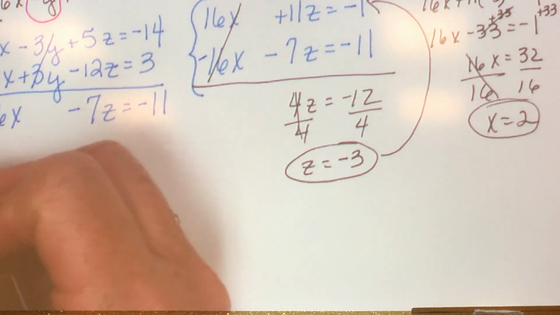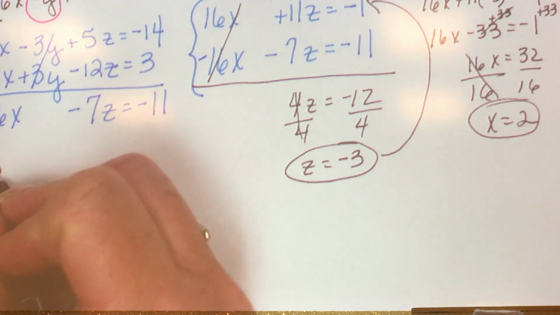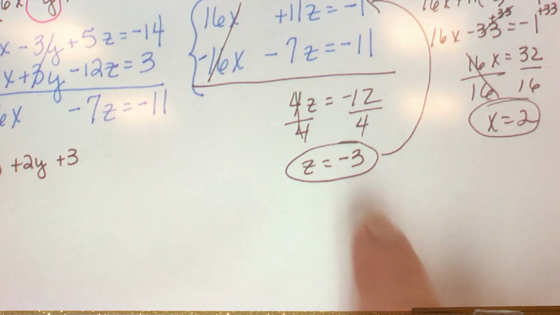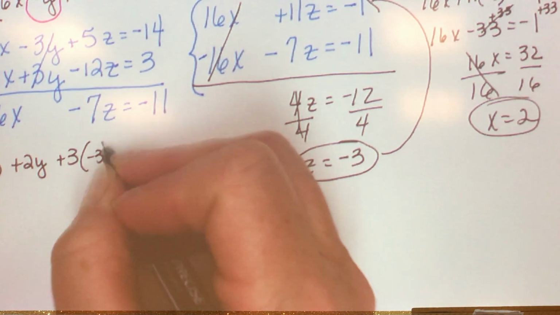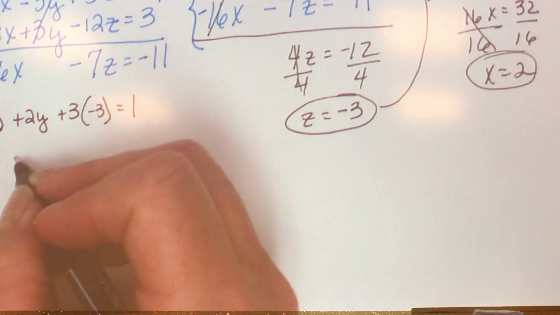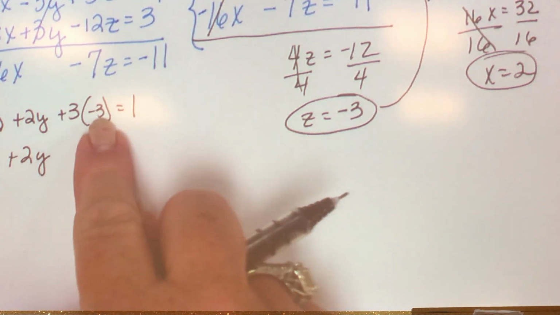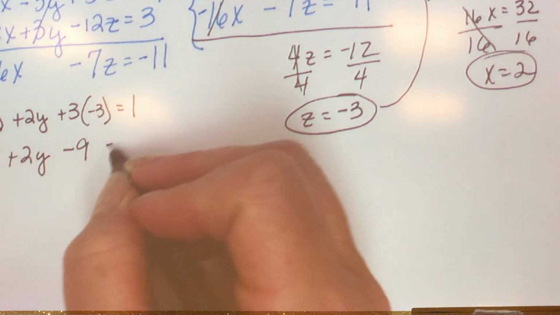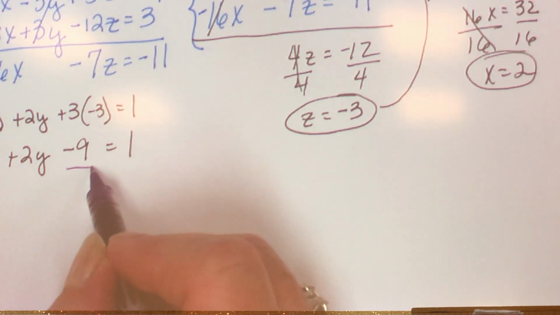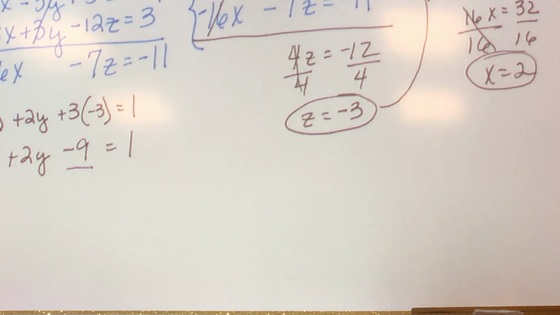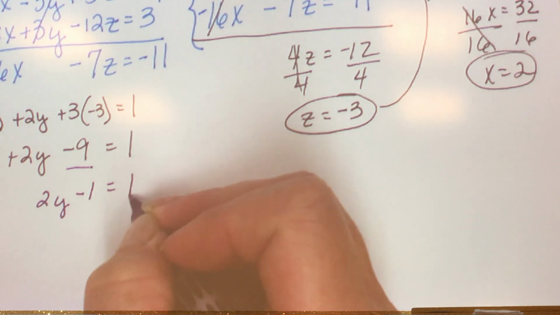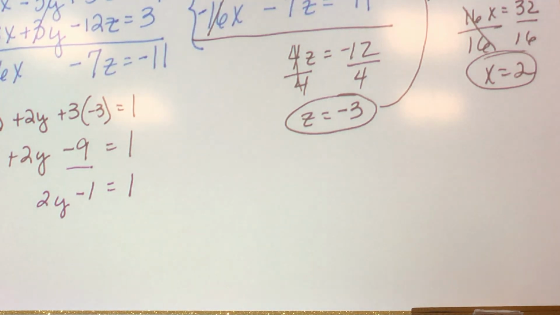Alright? So 4 times x is 2, plus 2y, we don't know y yet, plus 3 times z is negative 3 equals 1. What's 4 times 2? 8. Plus 2y. What's 3 times negative 3? Negative 9. Remember how I told y'all to always collect all your like terms before you start moving stuff back and forth? So what is 8 minus 9? Negative 1.